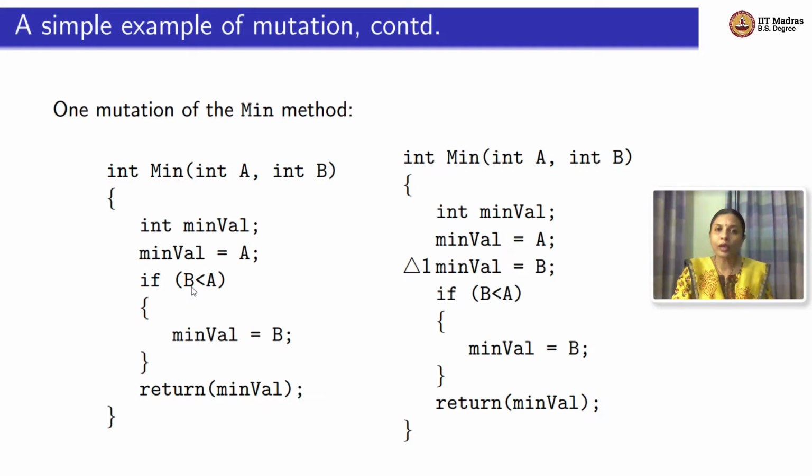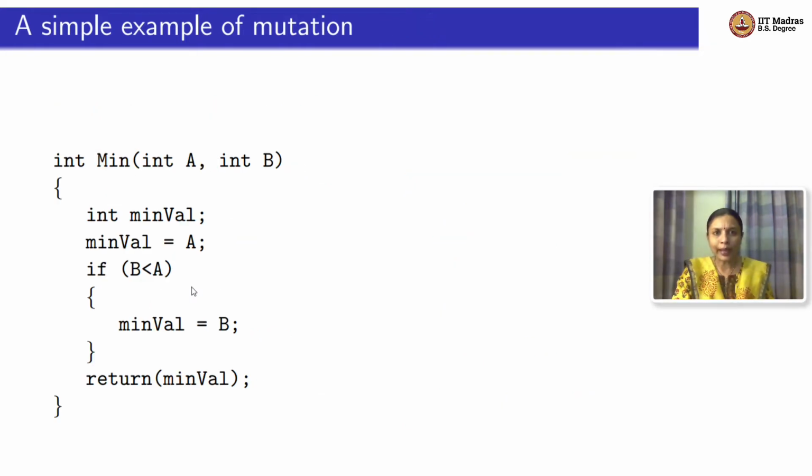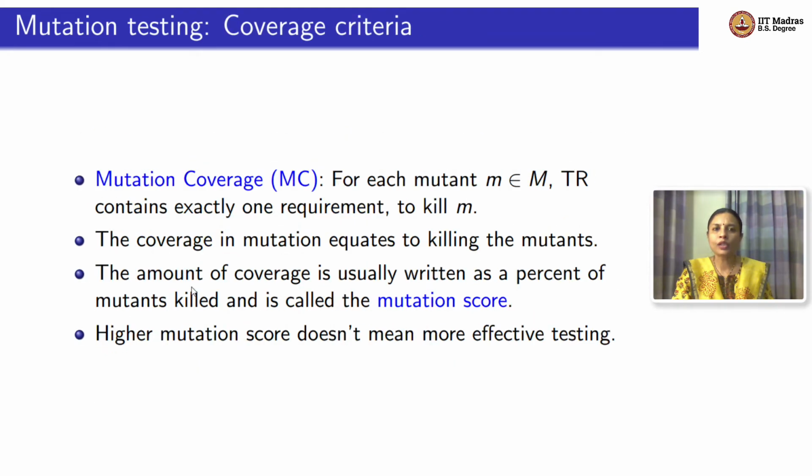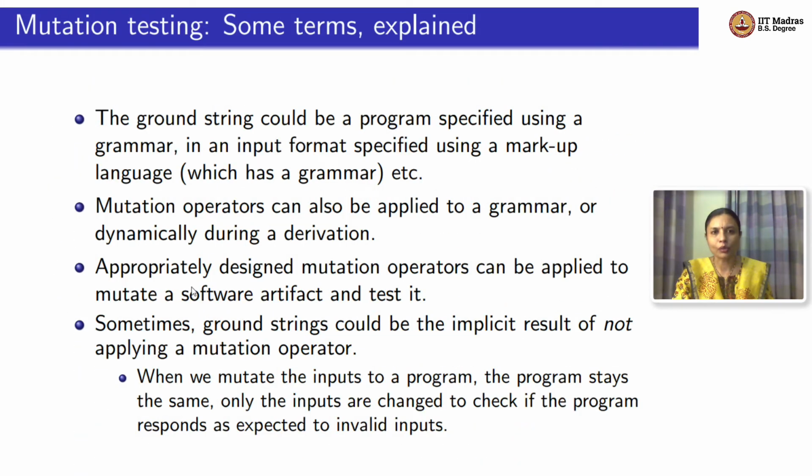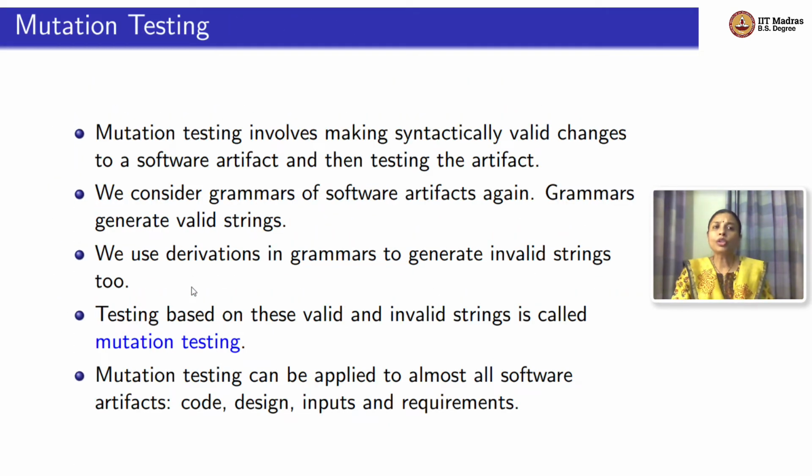So with this background understanding, let me go back by a few slides and explain to you what mutation testing is about. So mutation testing involves making a syntactically valid change. A syntactically valid change means, suppose I take a program and change the source code of the program, the resulting program should be syntactically correct. It should be compilable. So mutation testing involves making a syntactically valid change to a program or in general other software artifact and then test that program.